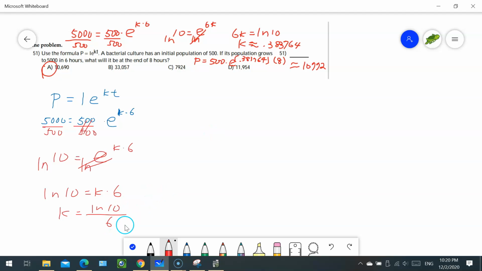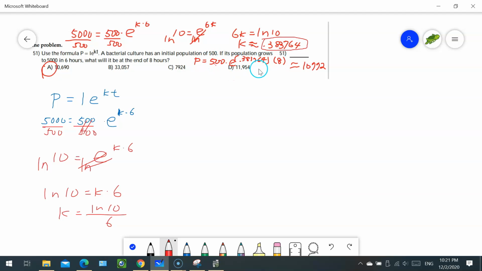So ln 10 over 6 is approximately equal 0.383764. Now, the question wants to know by the end of the 8 hours, what would be the final population? So we just substitute this k value back to the equation and change the time from 6 to 8, then we can solve for the final amount of the population. So I write down P is equal 500, the initial population, multiplied by e to the power k multiplied by the time, which is 8.